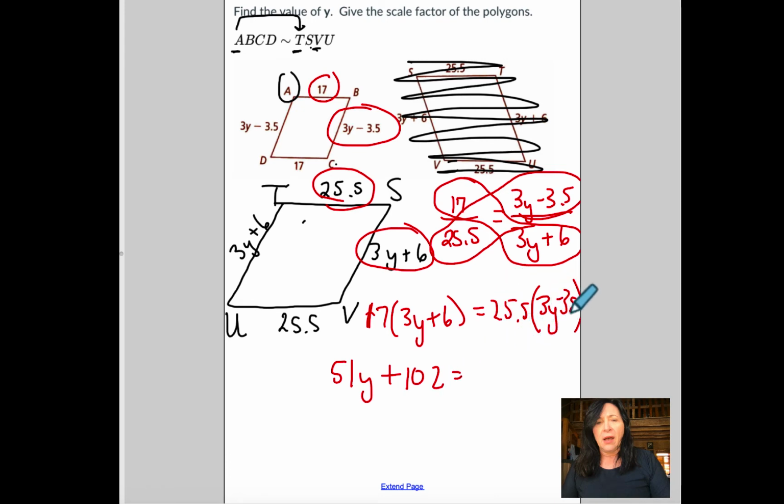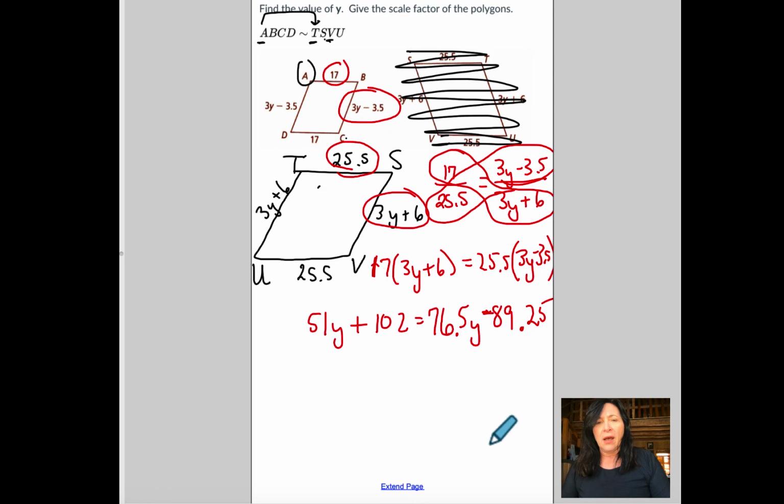25.5 times 3, which is 76.5, so 76.5y, and this is minus 25.5 times 3.5. So 3.5, and that's 89.25, and that's minus. So that's 89, and I'm out of room. So let me move everything over a little bit. Minus 89.25. Okay, so now let's get our y's on the same side.